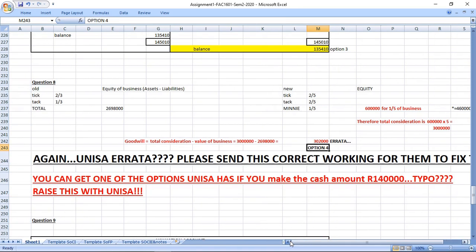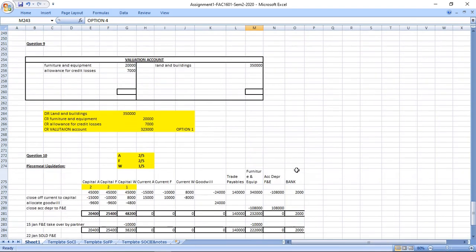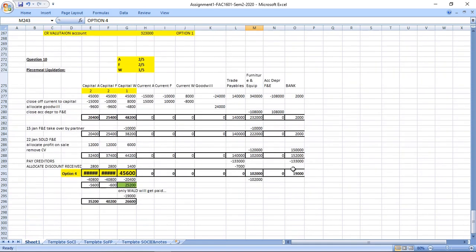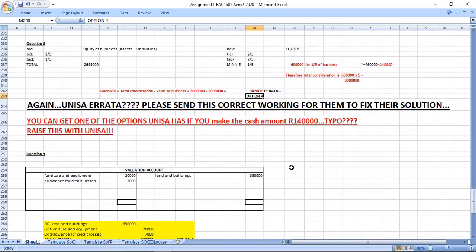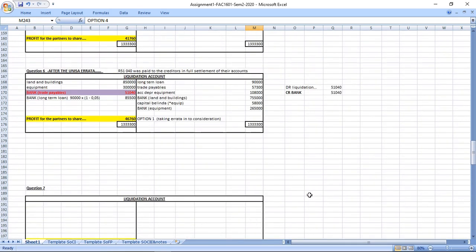Okay, great. And then let's just see, did I have anything else that I raised? Number 9 was fine. Number 10 was fine. I didn't have any issues with anything else. Those are the only ones that I had problems with. But now obviously the errata addresses it, so that's good.